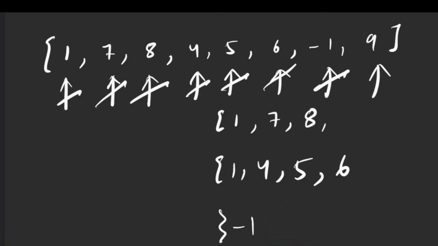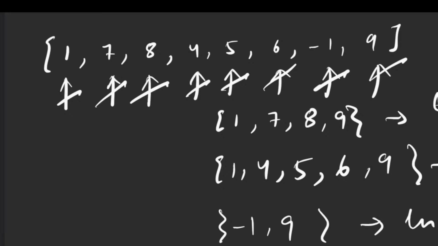So, assuming I attach to everyone, it's over. Once you end it, you see this is a length 4, this is a length 5, and this is a length 2. Eventually, the length 5 is the longest one, and that is the length of the LIS.